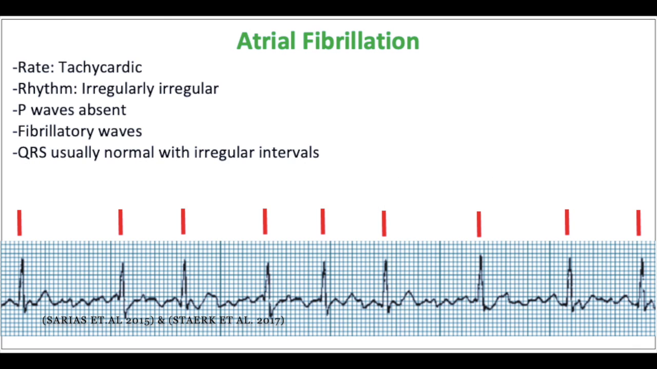Atrial fibrillation is the most common serious arrhythmia and is caused by rapid and irregular beating of the atrial chambers. The rate is above 100 beats per minute and therefore tachycardic. The rhythm is irregularly irregular, indicated by the irregularly spaced R waves. P waves are absent, and instead we see many fibrillatory waves. The QRS complex is fairly normal but with irregular intervals.